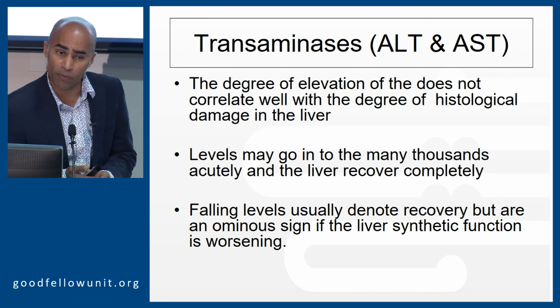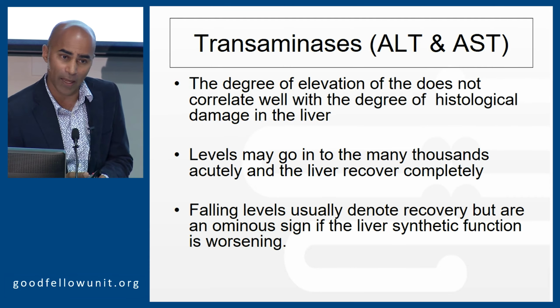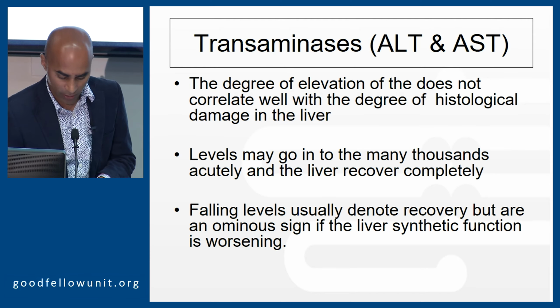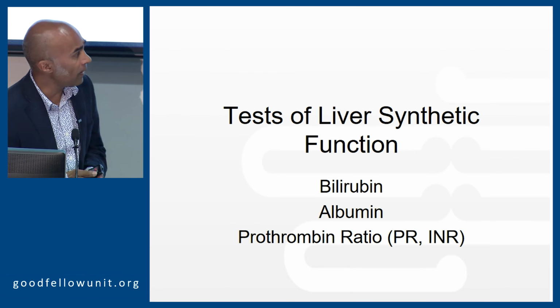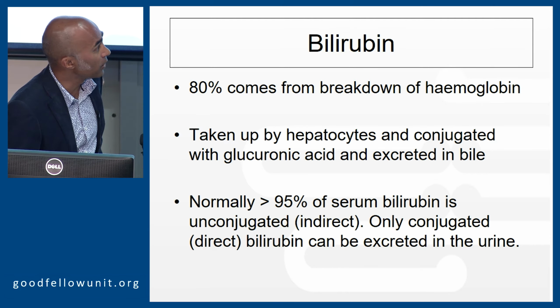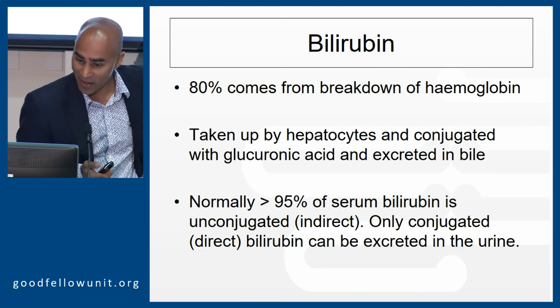As I mentioned to you before, the synthetic function is very important. If you're getting improvement of AST and ALT, but the synthetic function continues to deteriorate, your patient probably is still in a little bit of trouble. Okay, I'll flick through some of the synthetic function tests as well. We've gone through those. Bilirubin from hemoglobin breakdown. I'll flick onto them a little quicker.